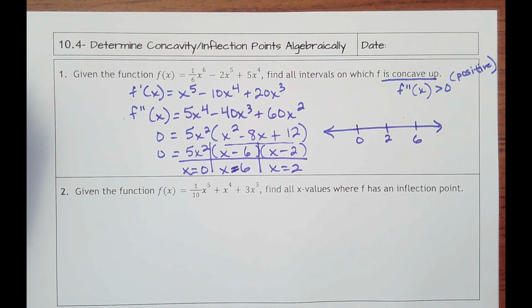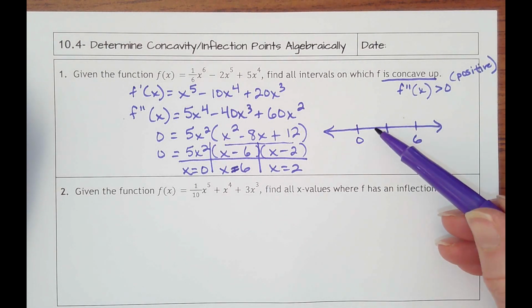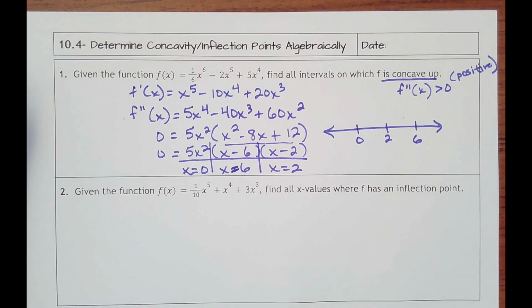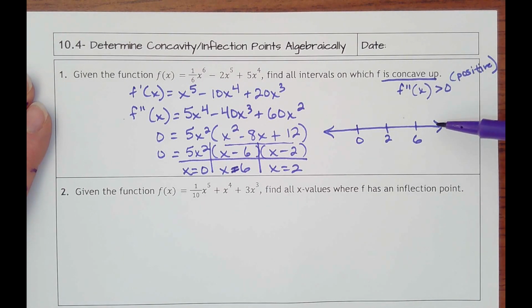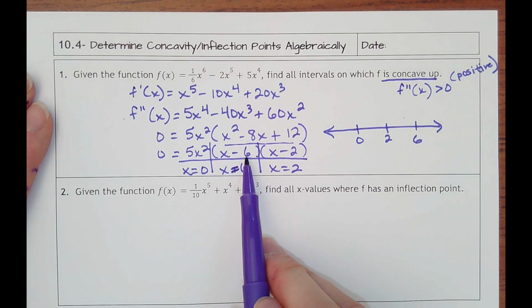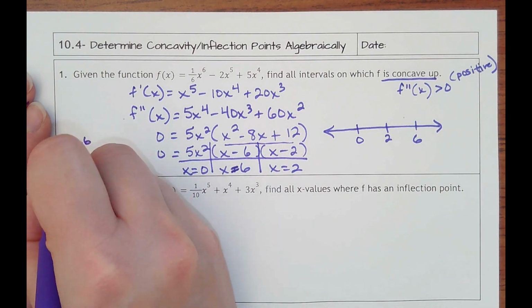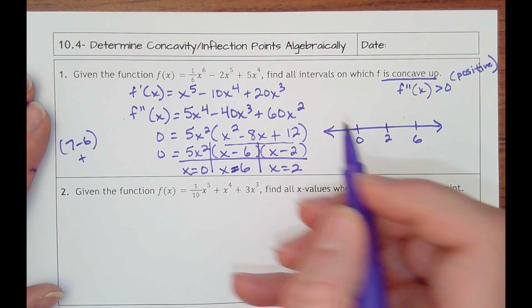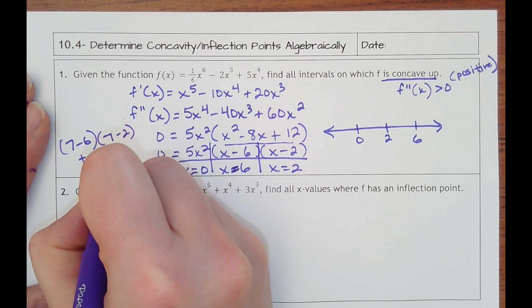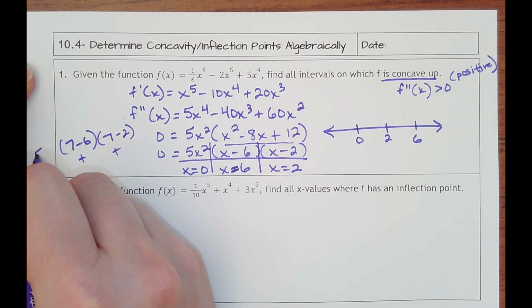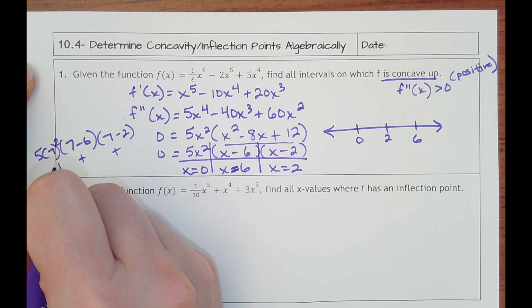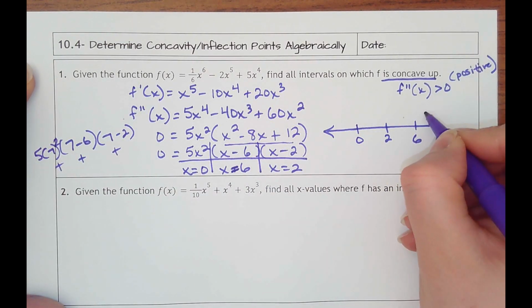Now what I've got to do is start plugging in numbers within these ranges and see if I get a positive or a negative value. I'm going to teach you a quicker way. I always start on the right to get the first one going, so let's pick 7. 7 minus 6, that's a positive, times 7 minus 2, that's a positive 5, and then 5 times 7 squared, that's a positive. So positive times positive times positive is positive.